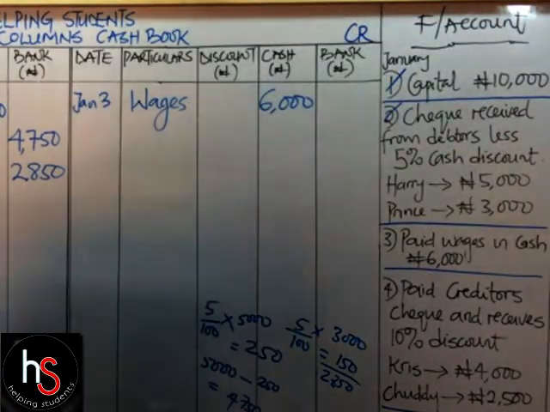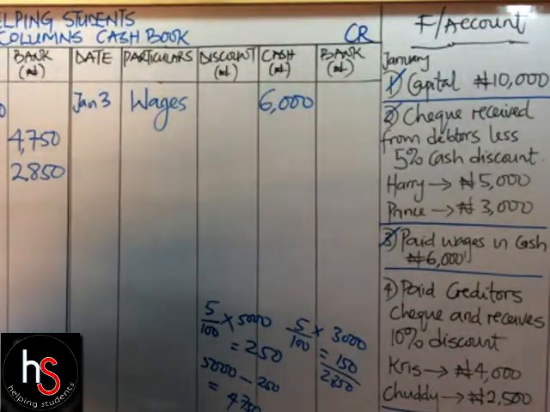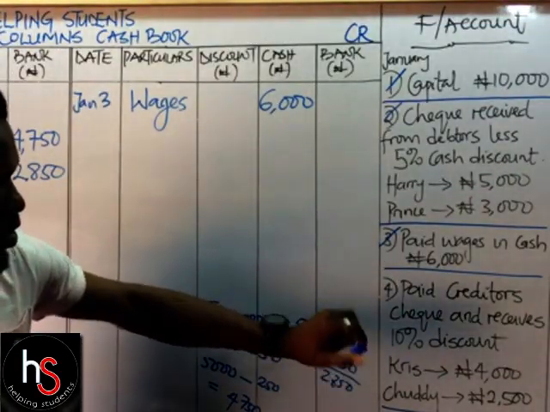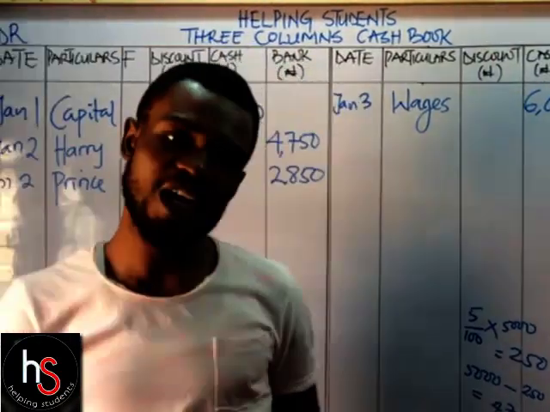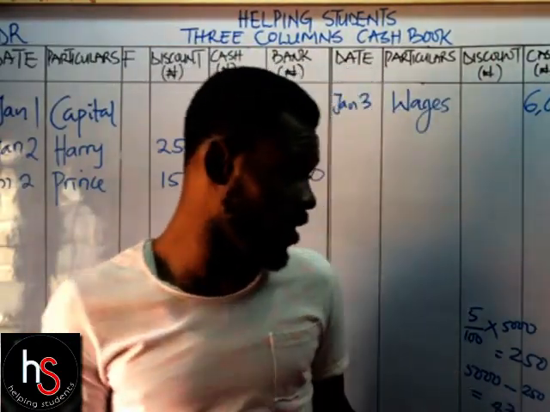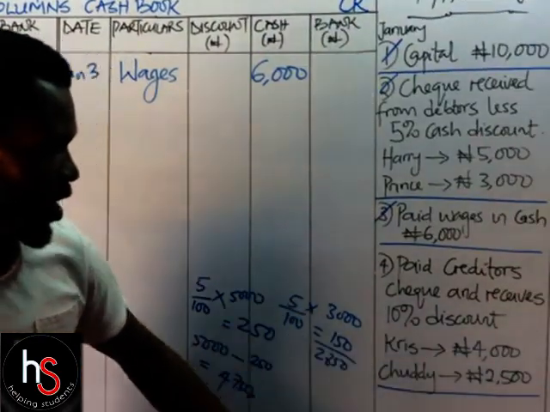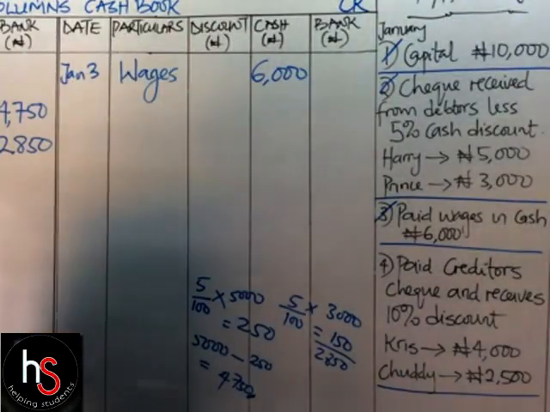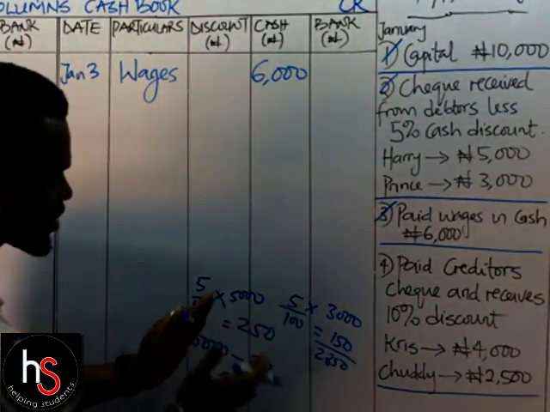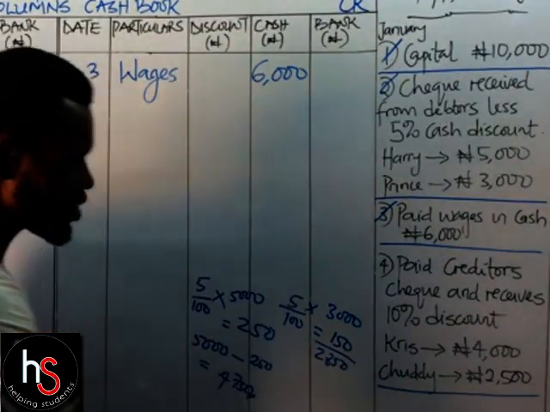Wages under the particulars. So that is it. Then we'll come over to the next one. We have on January 4th, paid creditors, check, and received 10,000. So you paid those you are owing, and they gave you a 10% discount. Now you paid Chris 4,000 naira. You also paid Trudy 2,500 naira. So what does it mean? It means the same thing we did here was what you're going to apply to this next question.